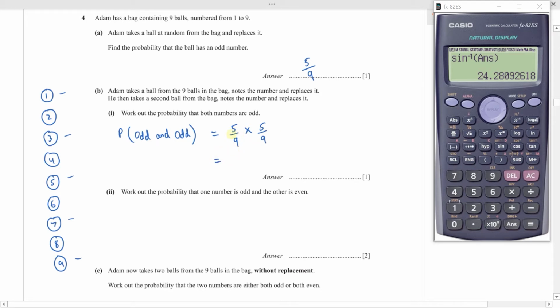The first time you have the probability 5 by 9, and then when you're picking the second ball, again you have the same probability, 5 by 9. So odd and odd will be 5 by 9 multiplied by 5 by 9, which is 25 over 81. So 25 over 81.